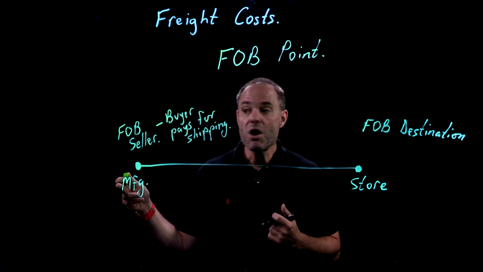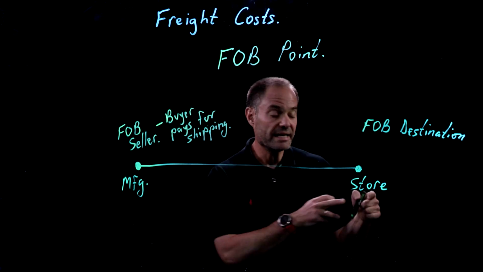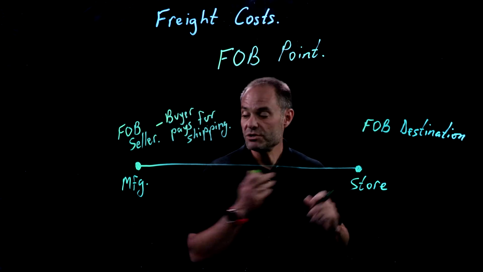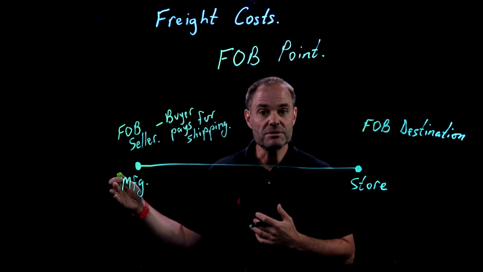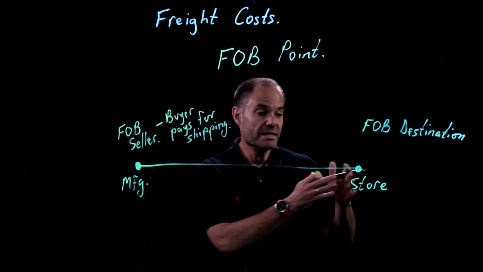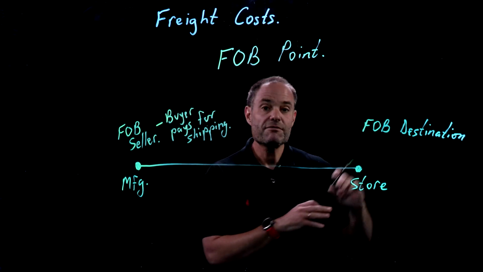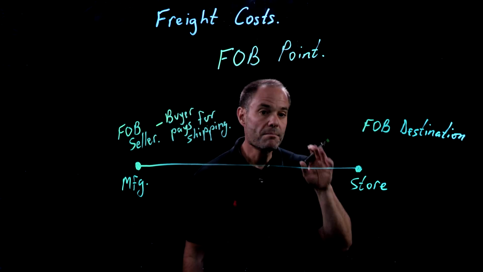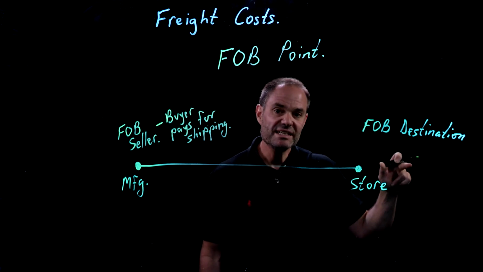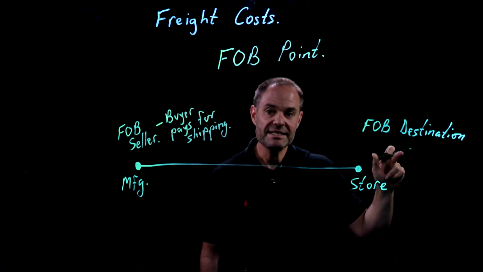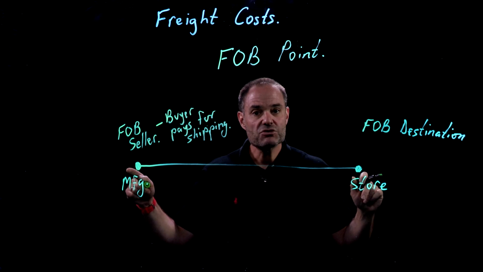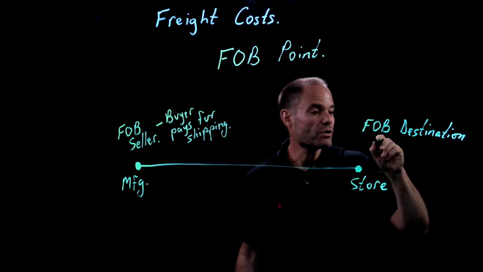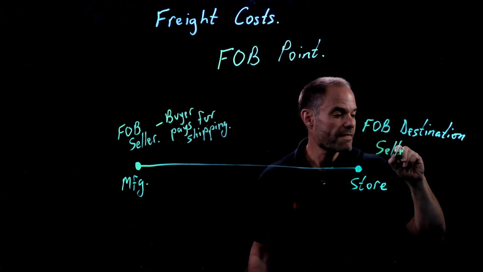On the other hand, if it was FOB seller and it gets to the store all broken, well, you own it. You've got to deal with it. You can still go back to the manufacturer and say, you sent me broken stuff, but it's yours at that point. Whereas if it's FOB destination, it's not yours until you physically sign for it. But moreover, since the store doesn't own it till it gets there, the manufacturer or the seller owned it for this entire process, and therefore the seller pays for shipping.